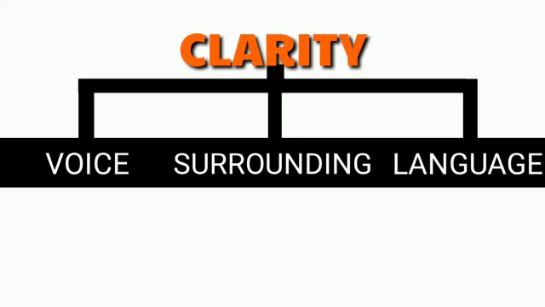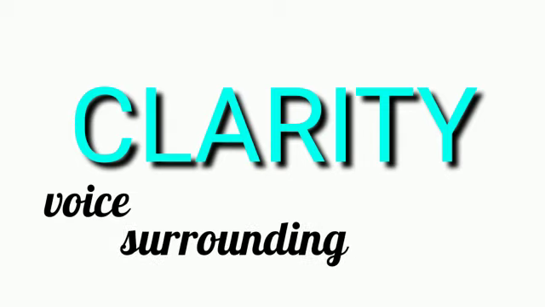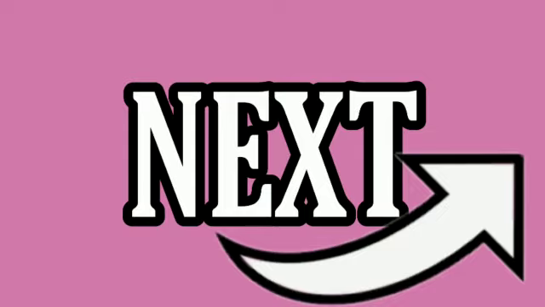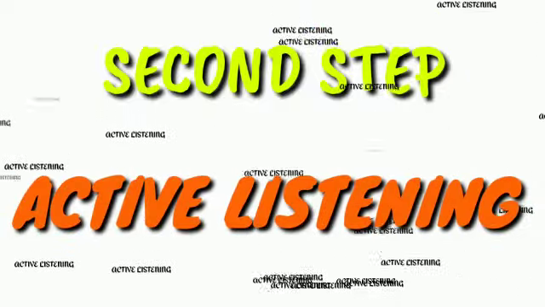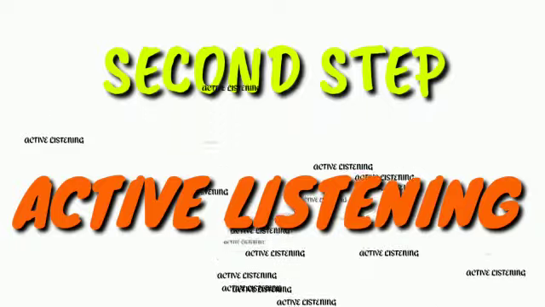So the points to be considered under presentation are body language and the second one is clarity. That is clarity in 3 different things, first in voice, then the second in the surrounding, and the third one in language. Now, after the first simple step towards effective verbal communication, the second simple step is active listening. This is applicable for the receiver who receives the message.